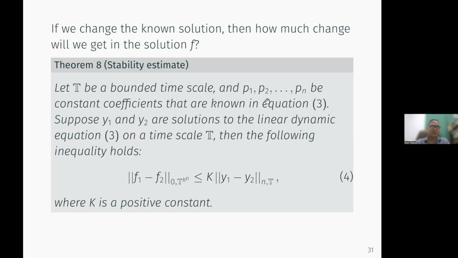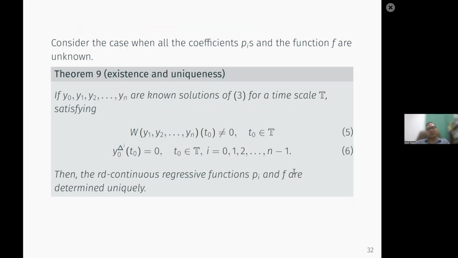So this is the one question whose answer can be given through this stability estimate. Given f1 and f2, if T is a bounded time scale and p1, p2, ..., pn are constant coefficients, because here we are taking them as constant, and if y1, y2 are solutions to the linear dynamic equation on time scale T, then we have the following estimate: the norm of f1 minus f2 is less than some constant k times the norm of y1 minus y2. So this is actually a stability estimate.